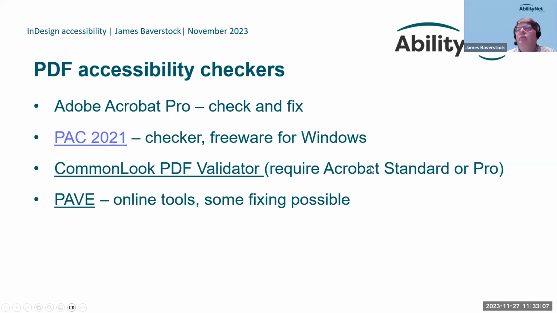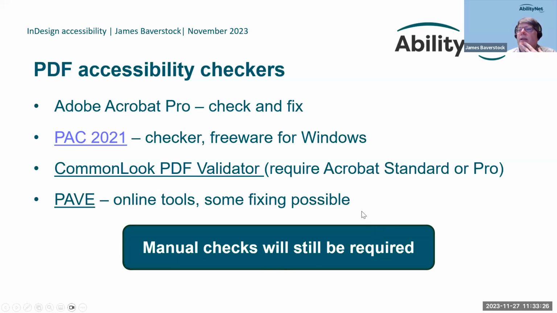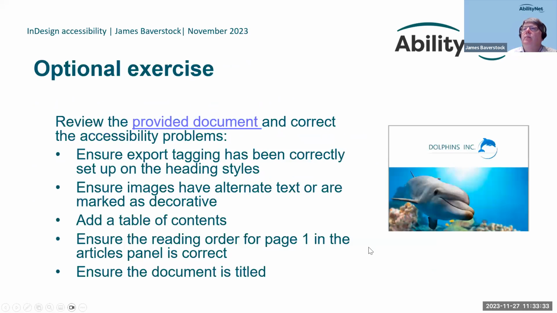If you don't have Acrobat Pro and you only have Acrobat Standard, then there's a free plugin from Common Look called the Common Look PDF Validator, which you can potentially use. And if you don't have Acrobat at all, there's an online checker called PAVE, which I think is more limited than the other checkers, but maybe an alternative to check a PDF. But you do still need to do manual checks as well as the automated checks for things like reading order and so on.